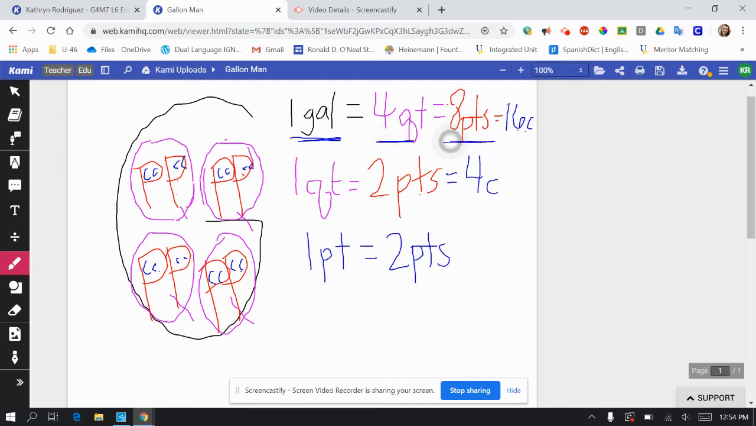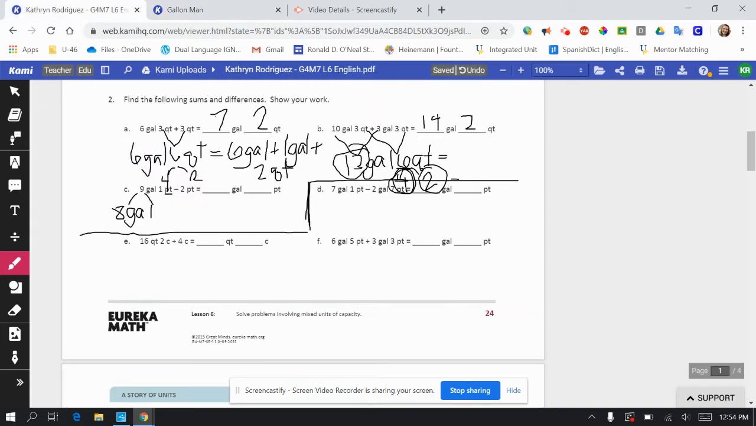I need pints. So 1 gallon equals 8 pints. So coming here and saying 8 pints. Now this isn't just 8 pints though, because notice there's still another pint up there. This is actually 9 pints. So I'm going to rewrite my problem. 8 gallons, 9 pints minus 2 pints. So I have 8 gallons and 7 pints.